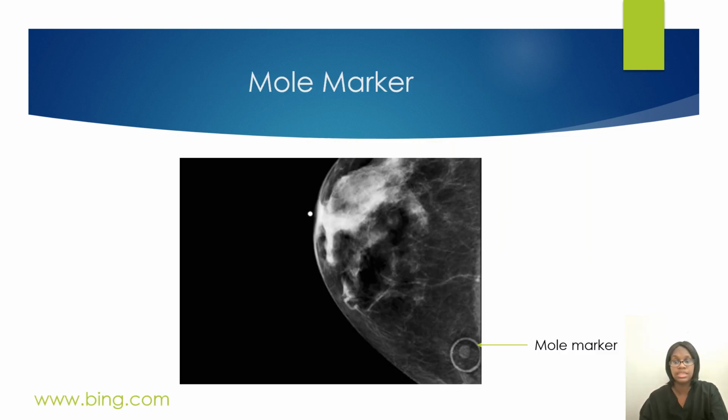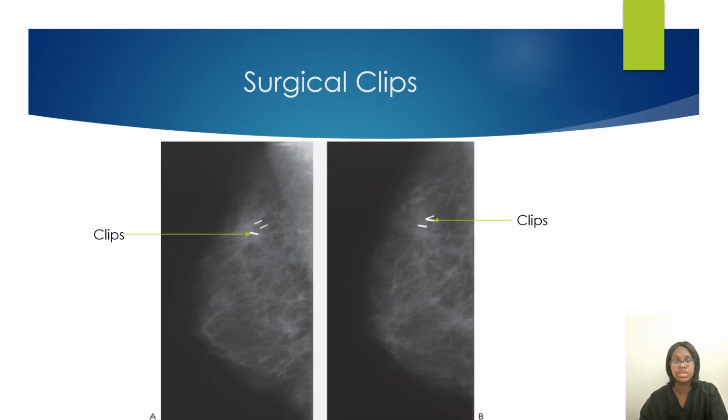And then this is an example of a mole marker. If this was not marked, it probably would have been flagged as, let's say, some type of mass or cyst or fibroadenoma. So that's why it's good to put these markers, so that come inspection time, when the radiologist is reviewing this, they will know that this is a mole or a skin tag. Your surgical clips are for whenever a patient has had, like, a lumpectomy.